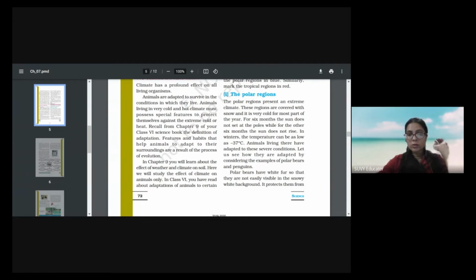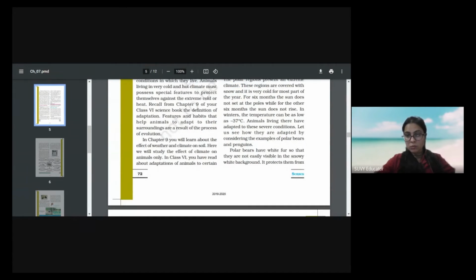So first of all, the polar region. The polar regions present an extreme climate. These regions are covered with snow and it is very cold for most of the year. Polar regions are very cold, and all the time they are covered with snow. For 6 months, the sun does not set at the poles, while for the other 6 months, the sun does not rise. For the whole six months, you can't even see the sun. In winters, the temperature can be as low as minus 37 degrees Celsius. That much low. Animals living there have adapted to these severe conditions.